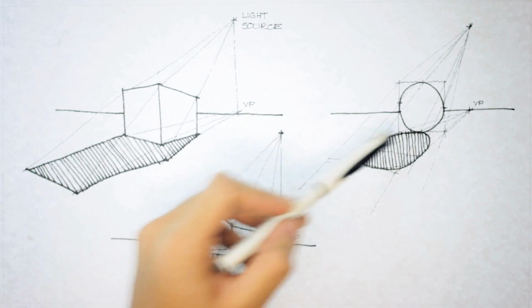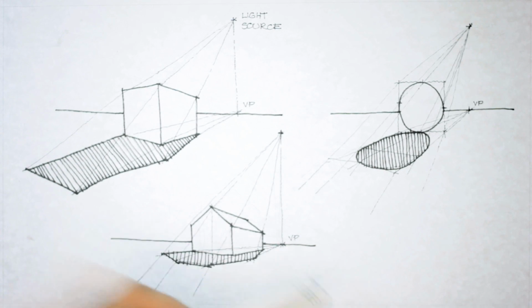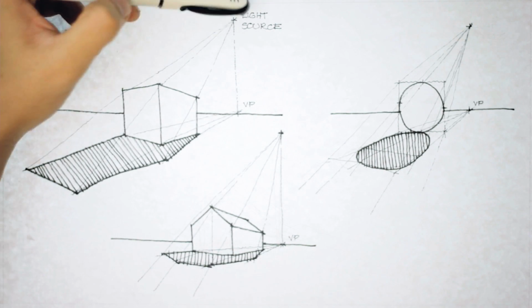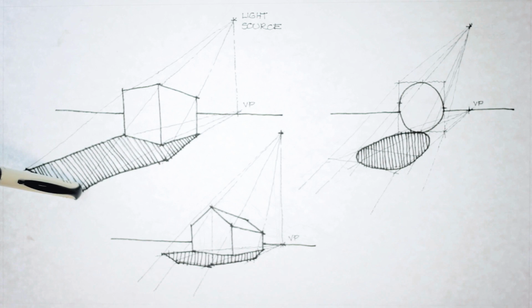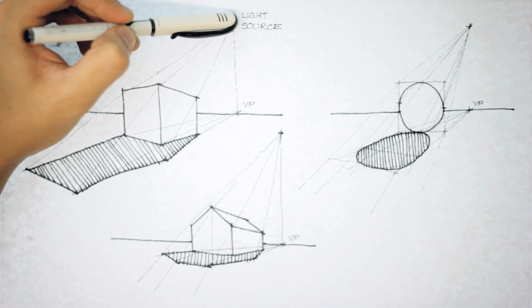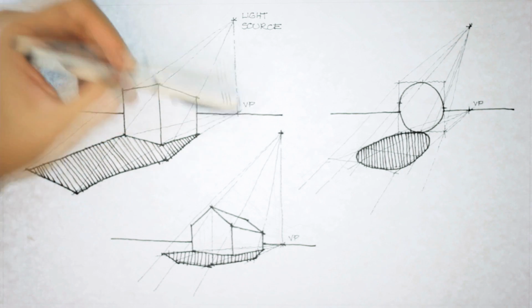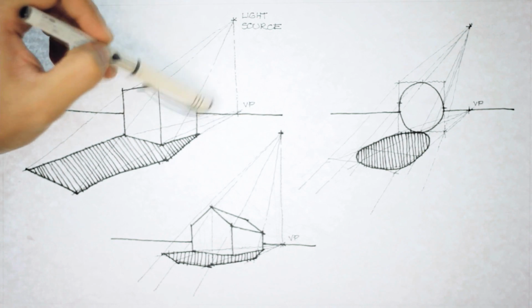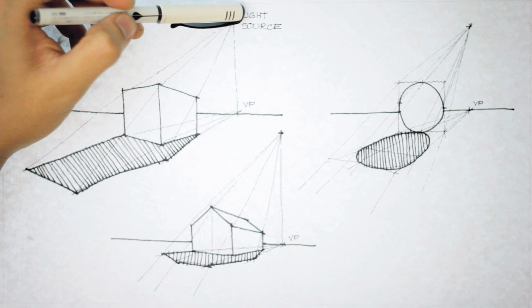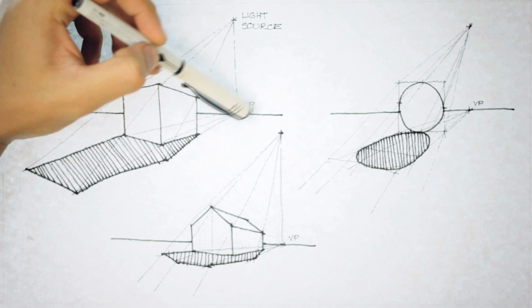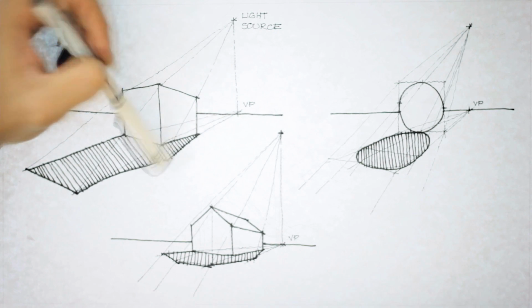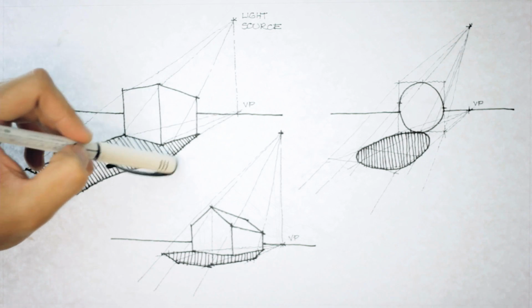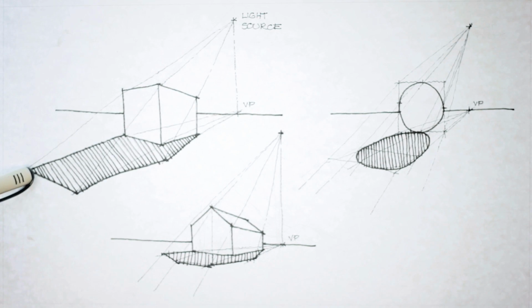So in this progression, you see the first one is the basic of how to cast a shadow. The rule of thumb is having a light source and a VP point, and drawing a line that intersects the edges of the object. Whenever the line from the light source and the line from the vanishing point for the light source intersect, that will be the point for your shadow.